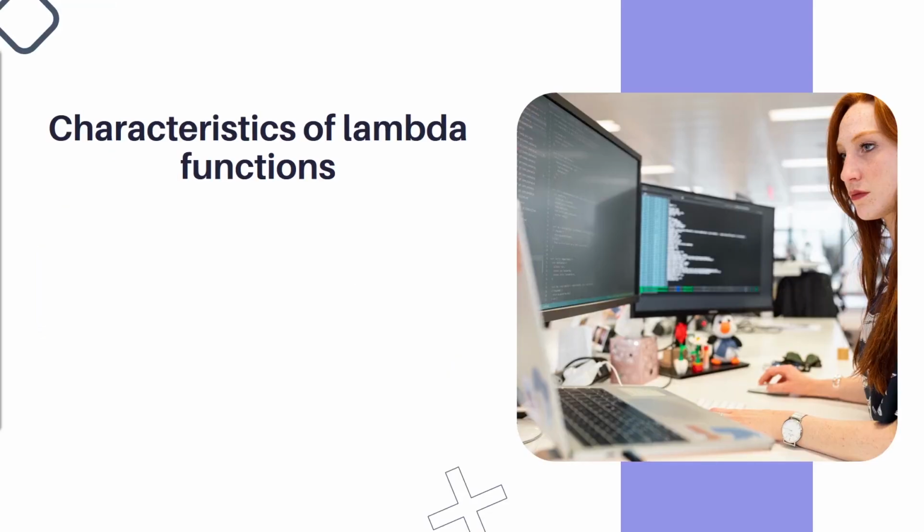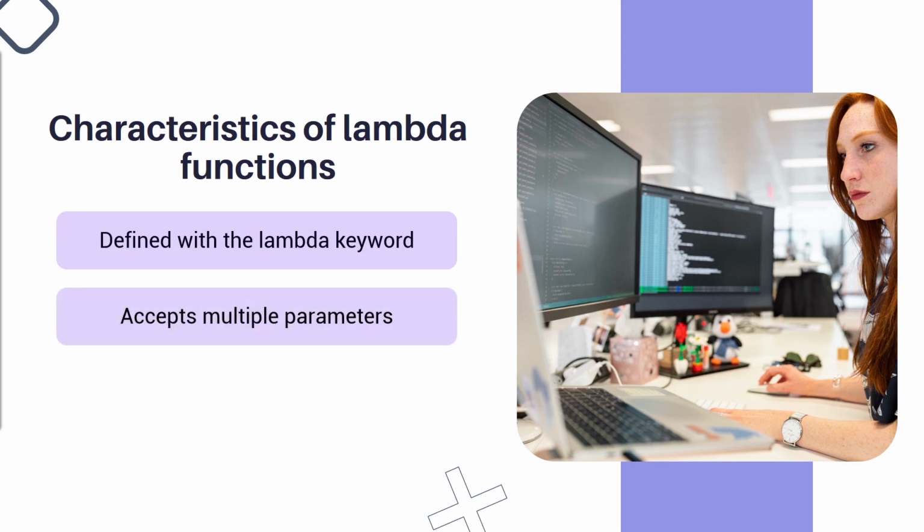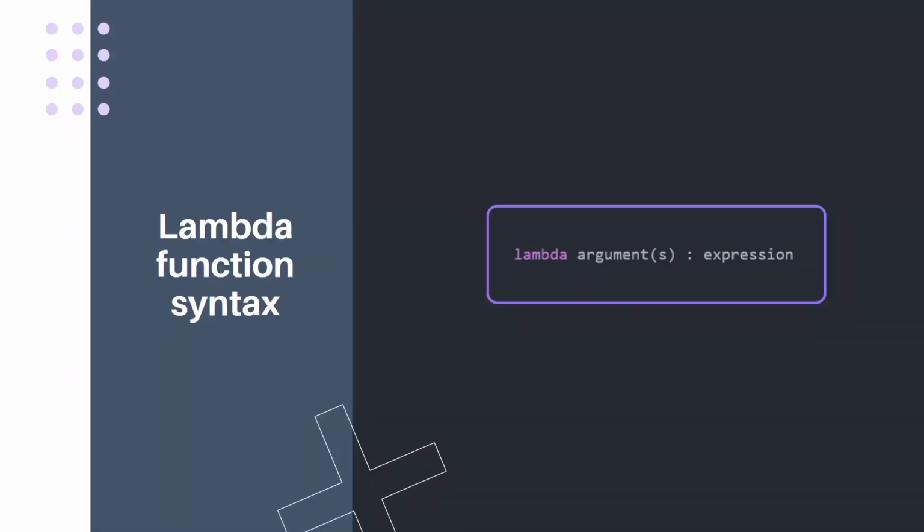Some important characteristics of lambda functions include the following. They are defined with the lambda keyword, as we just mentioned. They accept multiple parameters and return a single expression. Now, the syntax in terms of a lambda function looks something very similar to this. First, we specify the lambda keyword. We then provide any arguments we'd like to pass through our lambda function, and we return some sort of expression.